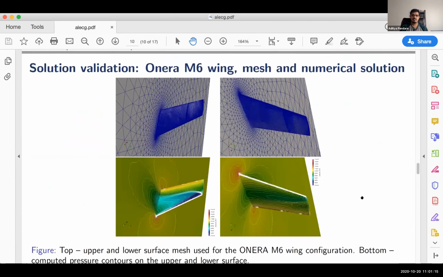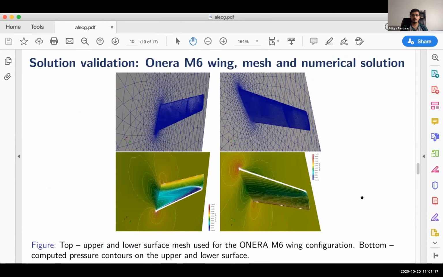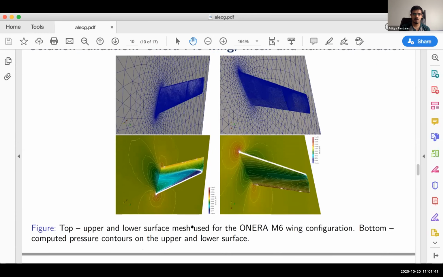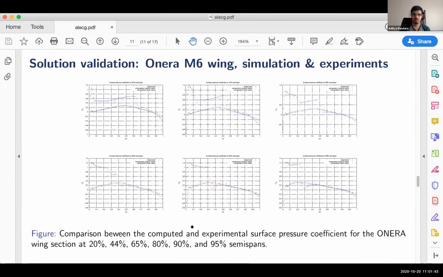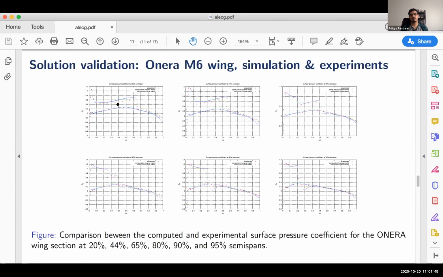The next test case is an even more practically applicable test, which is the Onera M6 wing. This is a standard test for aerodynamics verification codes. I've shown the mesh here, or I've shown only the surface mesh here actually. And on the bottom is the computations on one of the meshes that we have tried this out on. These are pressure contours that I've shown here, and on the next page, what we want to see is whether we can compare with the experiment.